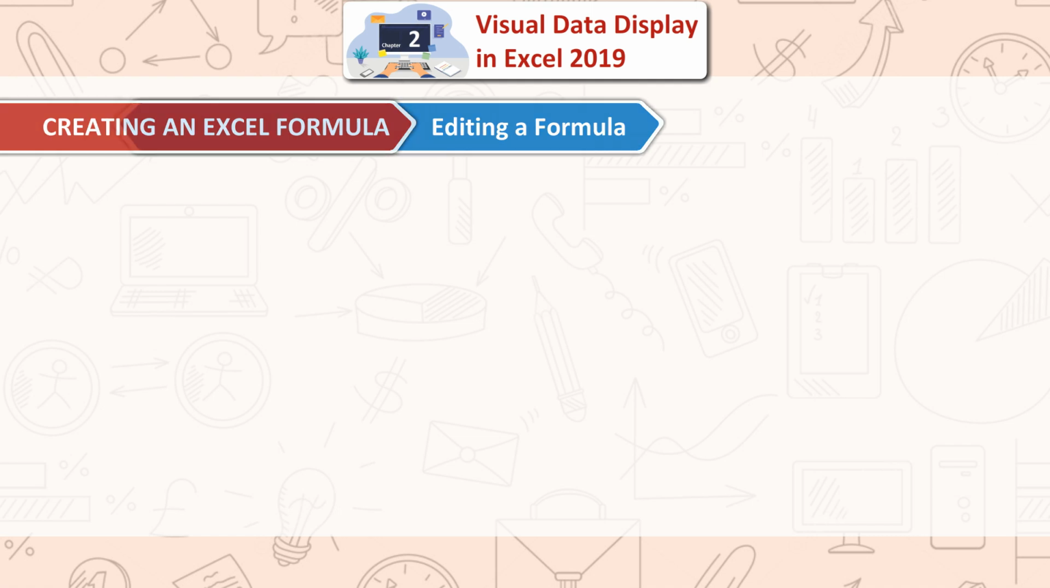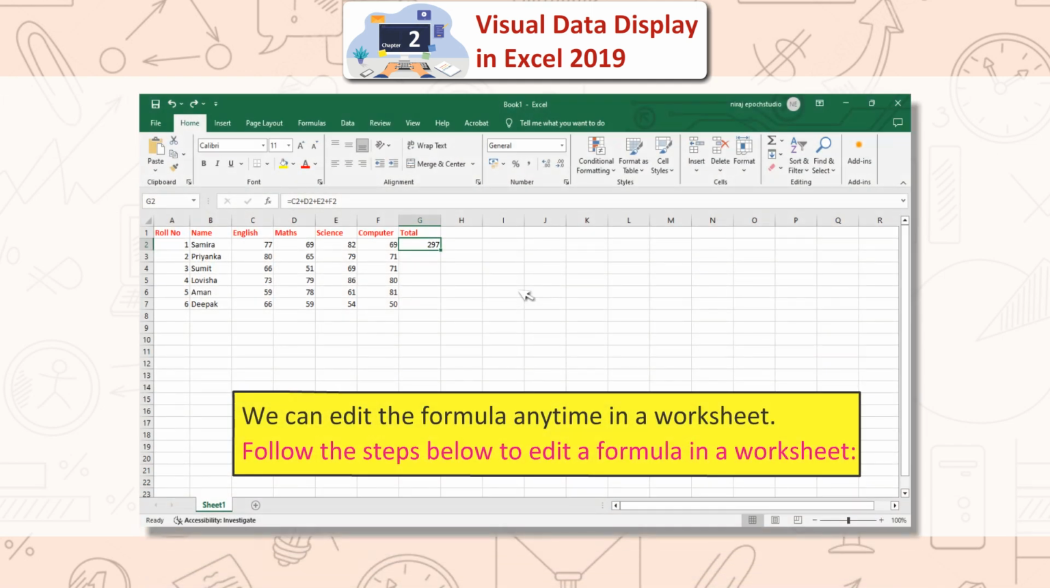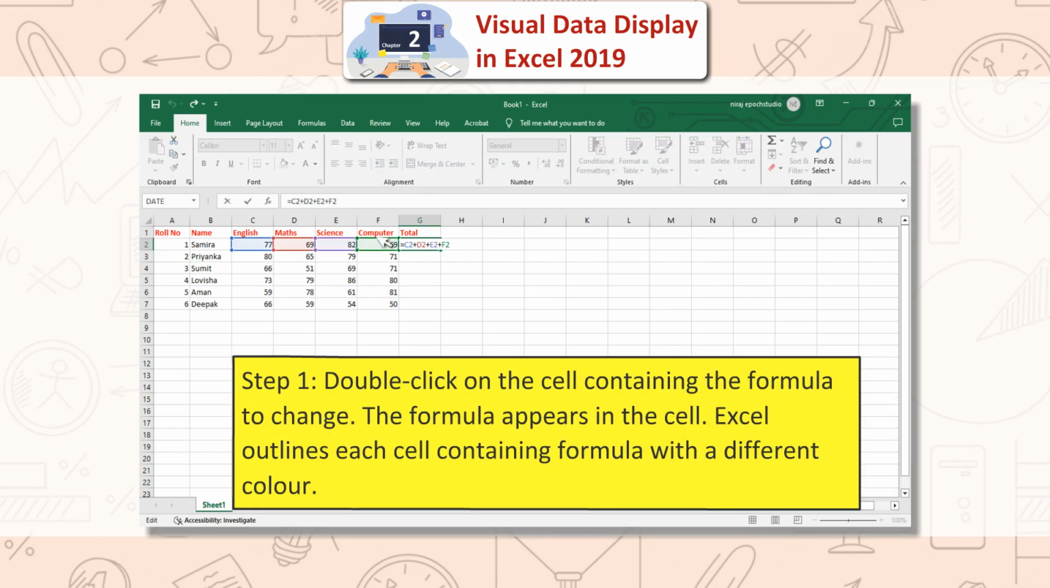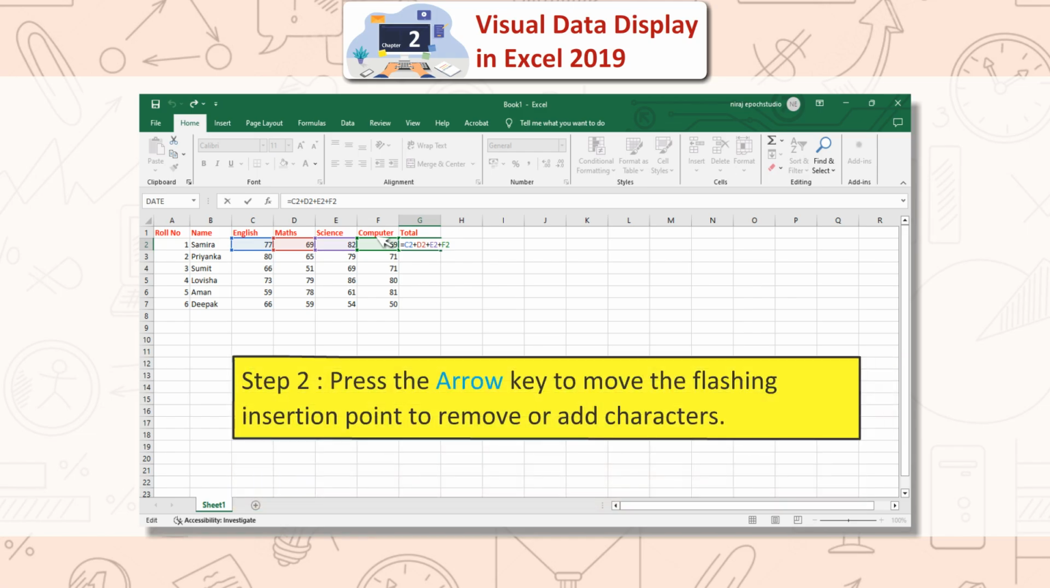Editing a formula. We can edit a formula anytime in a worksheet. Follow the steps below to edit a formula in a worksheet. Step 1. Double-click on the cell containing the formula to change. The formula appears in the cell. Excel outlines each cell containing a formula with a different color. Step 2. Press the arrow key to move the flashing insertion point to remove or add characters.